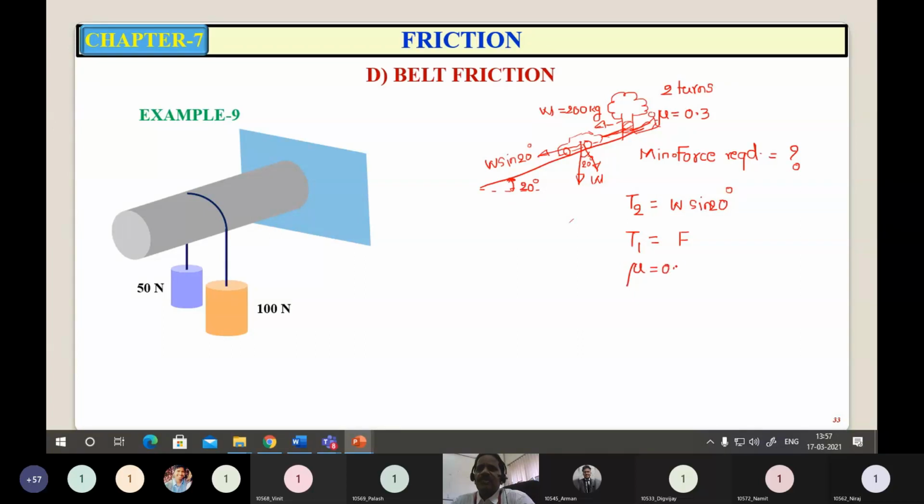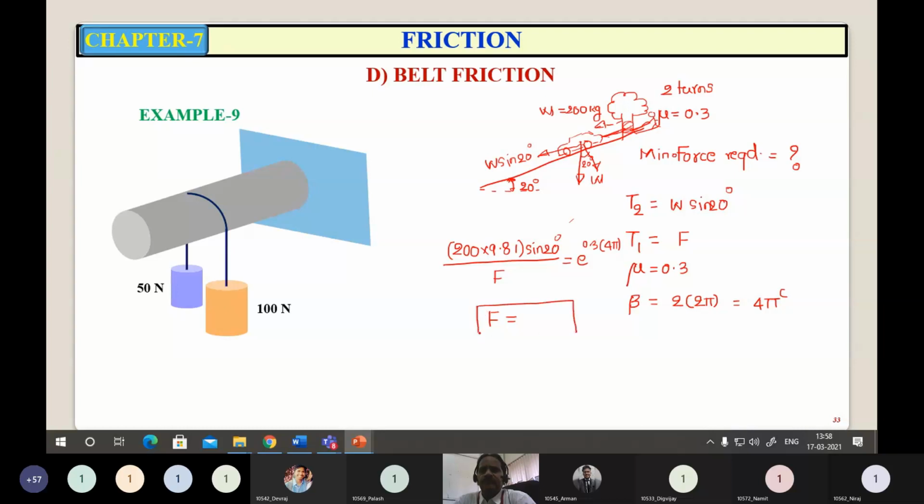Coefficient of static friction is 0.3. Lap angle for 2 turns is 2 into 2 pi, that is 4 pi radians. For one complete turn, 2 pi radians; for 2 turns, 4 pi radians. T2 upon T1 is 200 into 9.81 into sine 20 upon F, equal to e raised to mu, which is 0.3, into beta, which is 4 pi. So F comes to about 1.566.